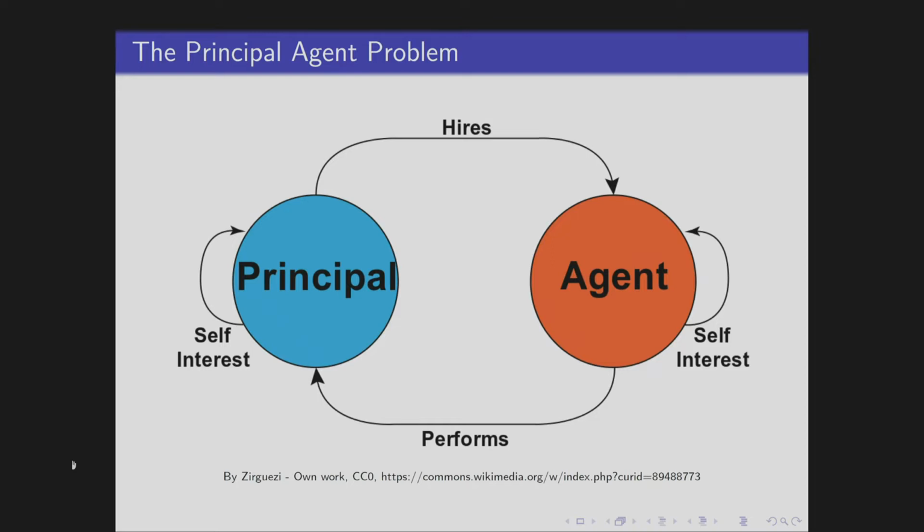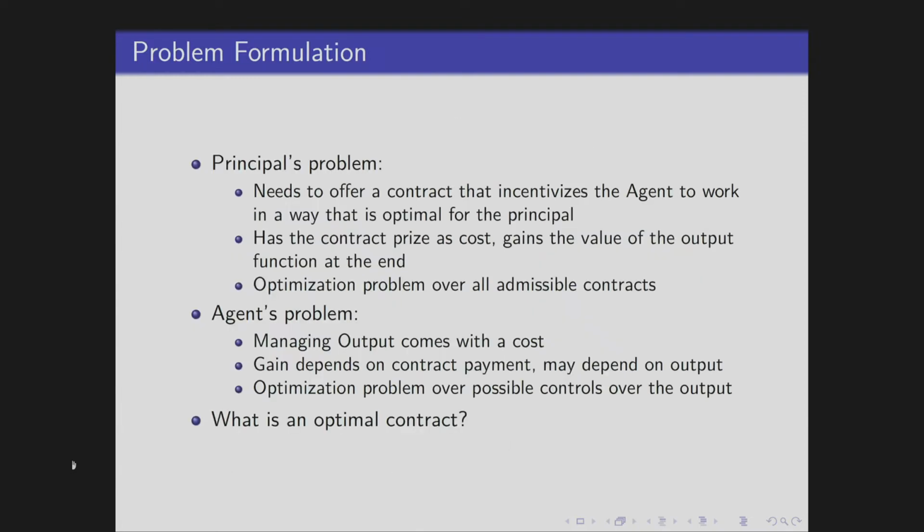So we have those relations. The principal hires the agent, who does something for the principal, but both people have some self-interest which they are following, and the question is, how can we combine those two self-interests into a common contract? So this is a well-known problem from economics.